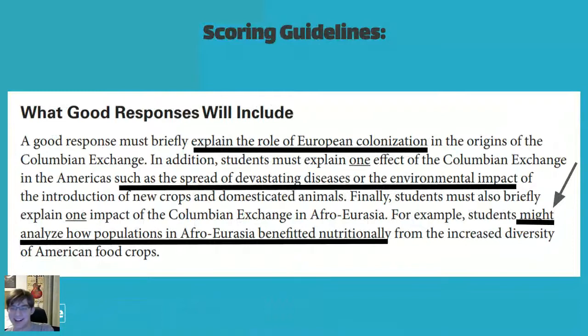And then finally, for example, students might analyze how populations in Afro-Eurasia benefited nutritionally from the increased diversity of American food crops. Boom. Victory Royale. So the one thing I want to point out here, though, is the might. These aren't the only answers.